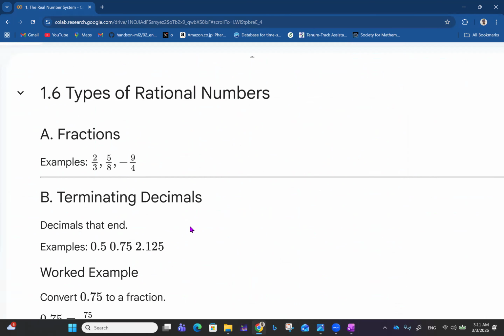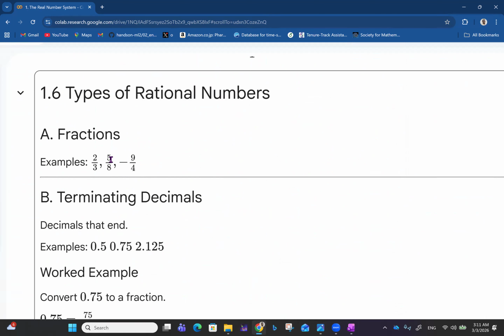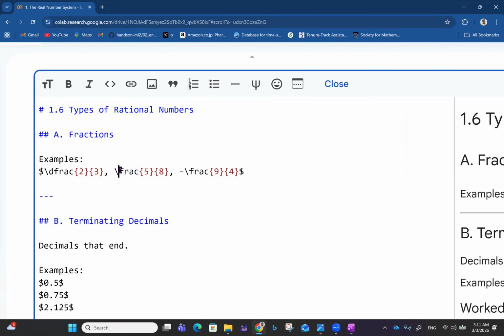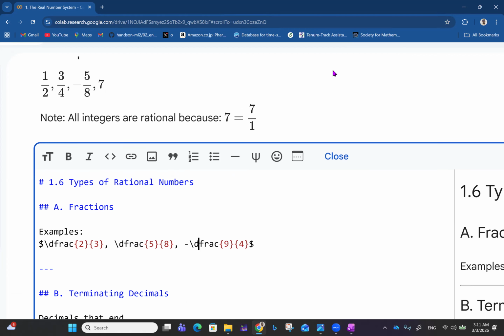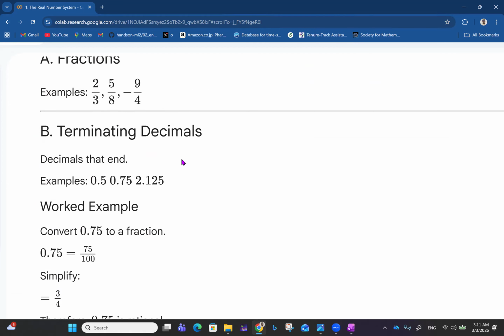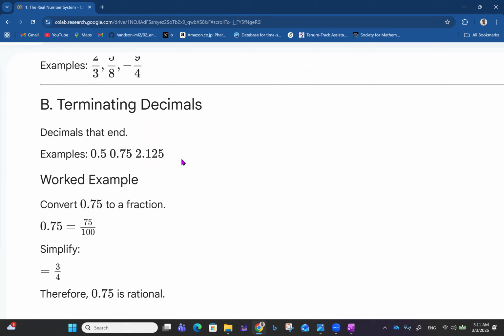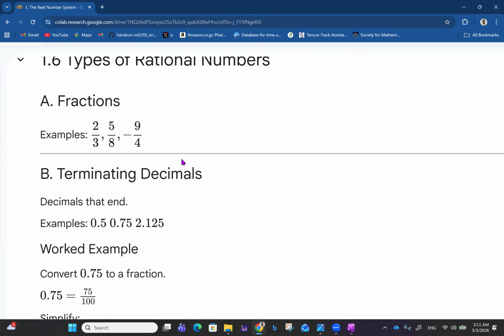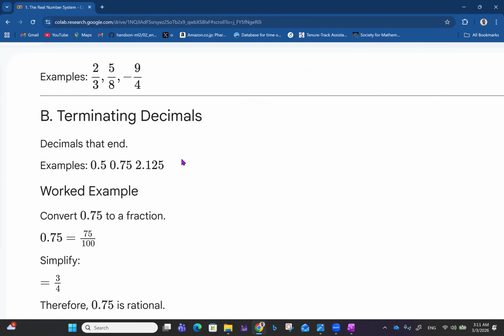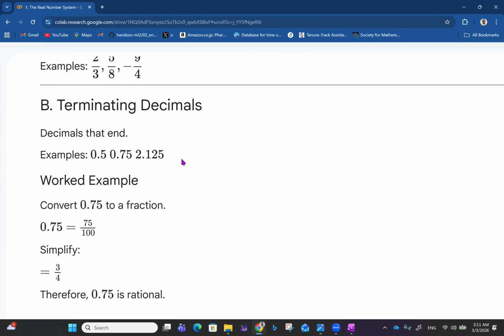Okay, again, let me do my usual perfectionistic issues. I have that. So 2 over 3, 5 over 8, minus 9 over 4. Apart from that, I just talked about fractions the other time. So another type of rational numbers you can have is terminating decimals.